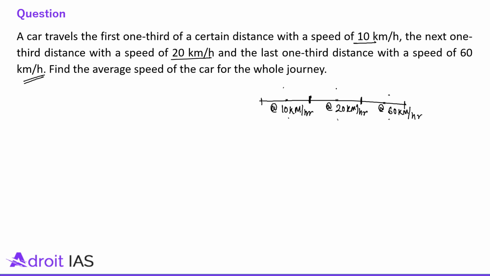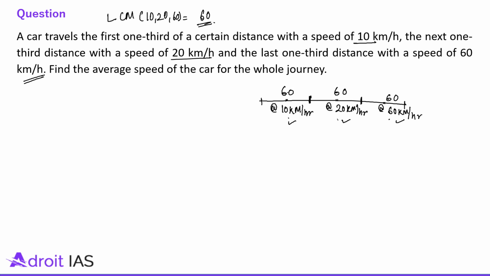This distance divided by this speed will give you the time for all the 3 parts, and those times will be added, right? So we do one thing: we take the LCM of all these numbers, 10, 20 and 60. What is the LCM of 10, 20 and 60? This is 60 itself, right? So just assume that this is 60, this is 60 and this is also 60, so all the 3 parts are 60 kilometers each.